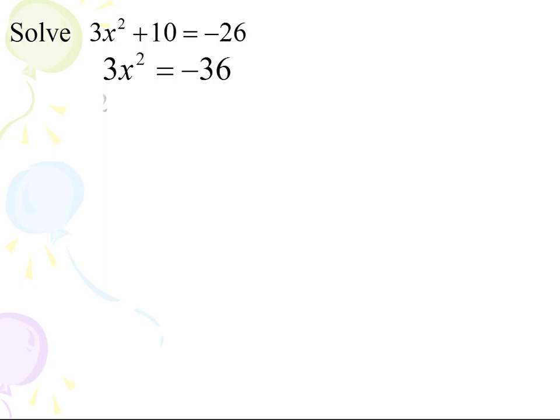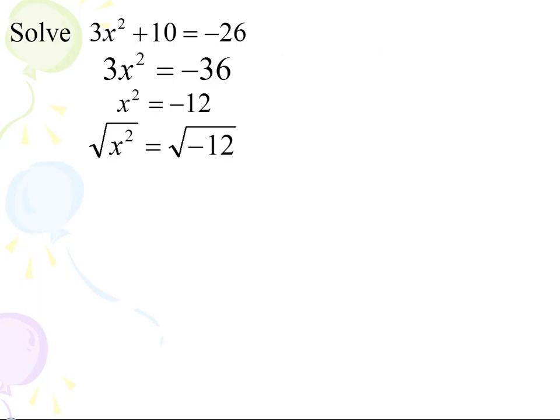Divide by 3. Do you see an issue coming on here that's going to cause problems for us? Negative. Yeah, we're taking a square root of a negative number, right? So what do we do with that? How are we going to deal with that? Okay, we need the imaginary unit.